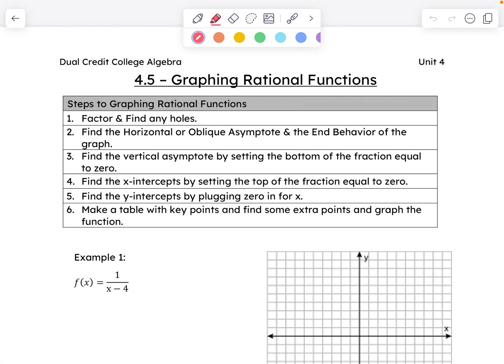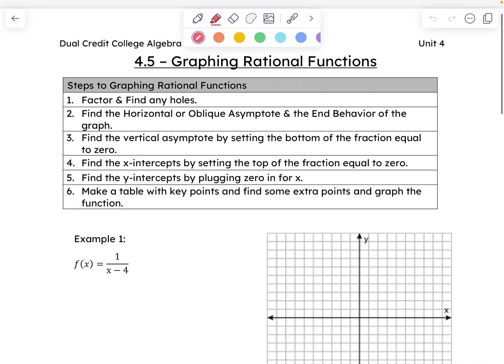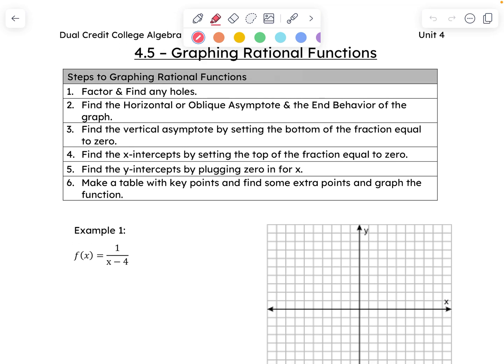Hey guys, today we're going to talk about graphing rational functions. So I've got a list of steps here. They're not the only order that you could do this in, but I found this is kind of the easiest order to tackle your graphing rational functions in. I will say that no matter what, you should always do this first step first, and that is to factor and find any holes that you may have in your graph.